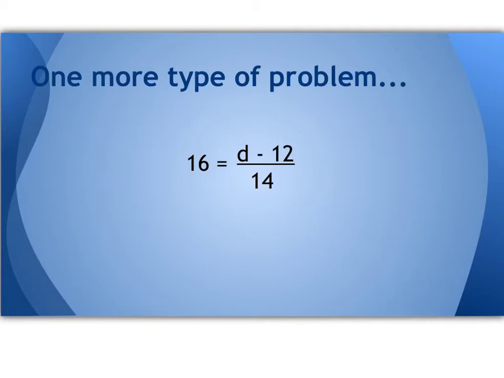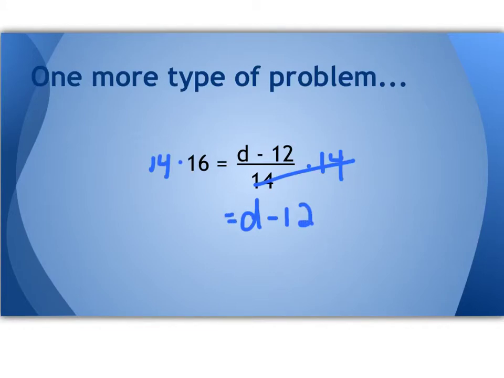Here's another type of problem that you might see. And you've already seen a few of these, but just to refresh your memory on what happens. Again, you're just undoing everything you see. What you would do first in this problem is subtract 12, and then you would divide by 14. So to undo that, I'm going to multiply by 14 first. Cancel those out. Bring down the d minus 12.